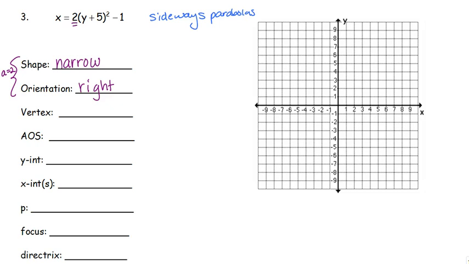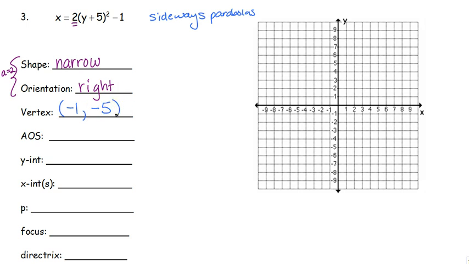Now again, with the sideways parabola, you don't want to just jump into the equation and say -5, -1. Remember, this is a y, so this is the y coordinate. Just like when it's an up and down parabola, this is an x and this is a y. So whatever variable is inside the parentheses, that's the coordinate. Since y is inside, that's the y coordinate. So the y coordinate of our vertex is -5. The x has been flipped to the outside. So the vertex is at -1, -5.